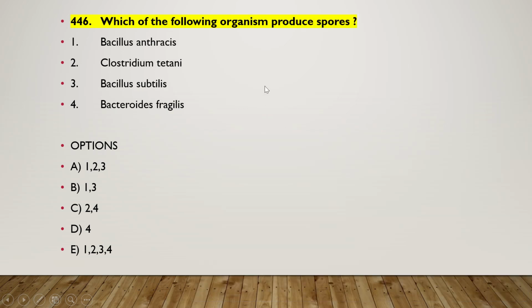Okay, so move on to the next question, that is: which of the following organisms produce spores? Bacillus anthracis, Clostridium tetani, Bacillus subtilis, or Bacteroides fragilis. And the right answer is option A. That is the first three options, Bacillus anthracis, Clostridium tetani, and Bacillus subtilis are the right answer.